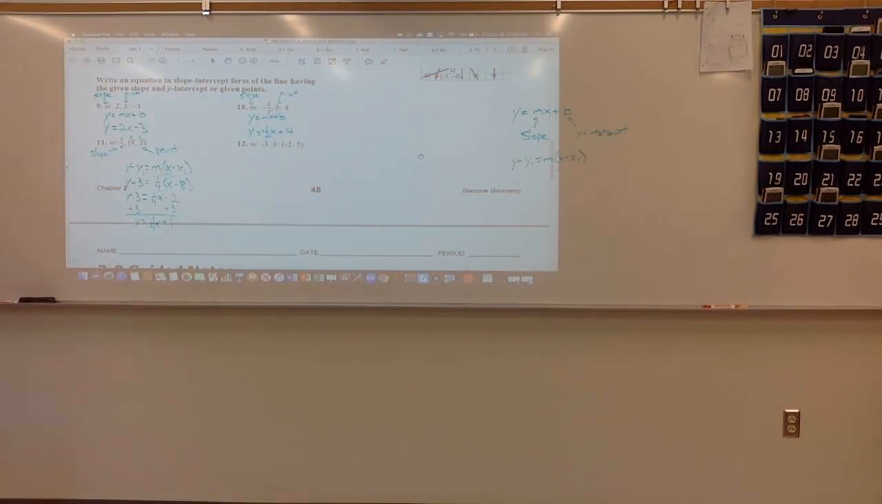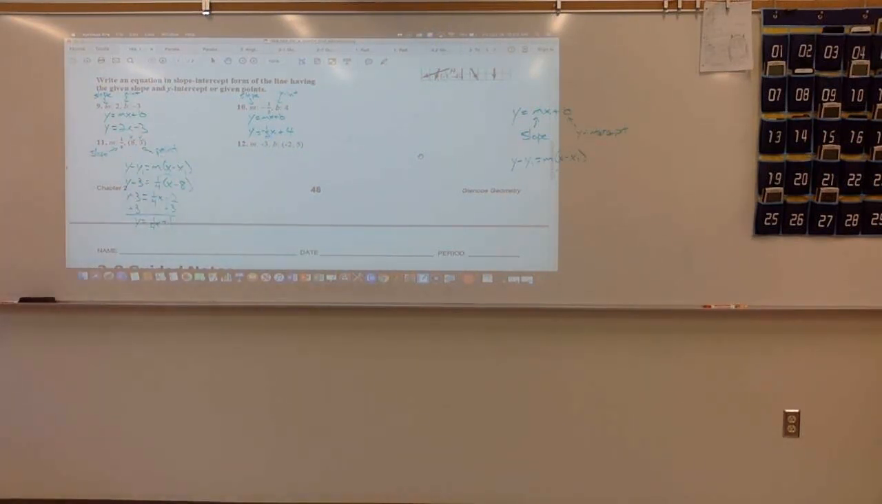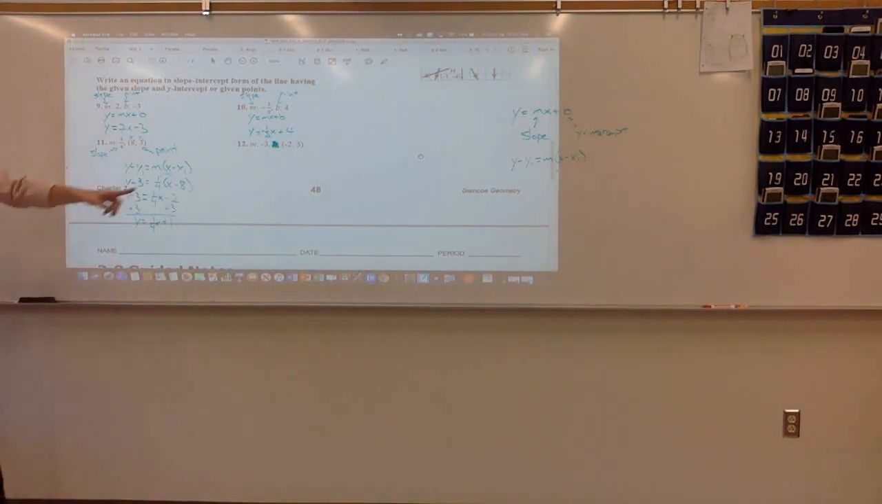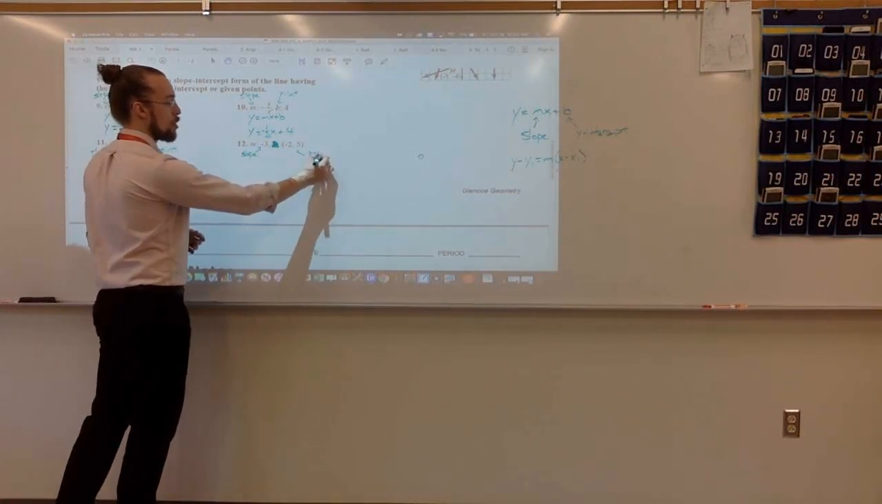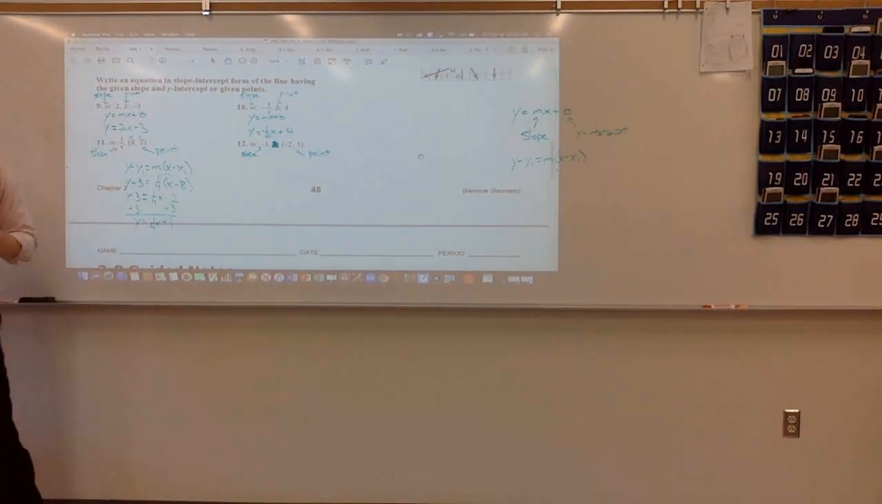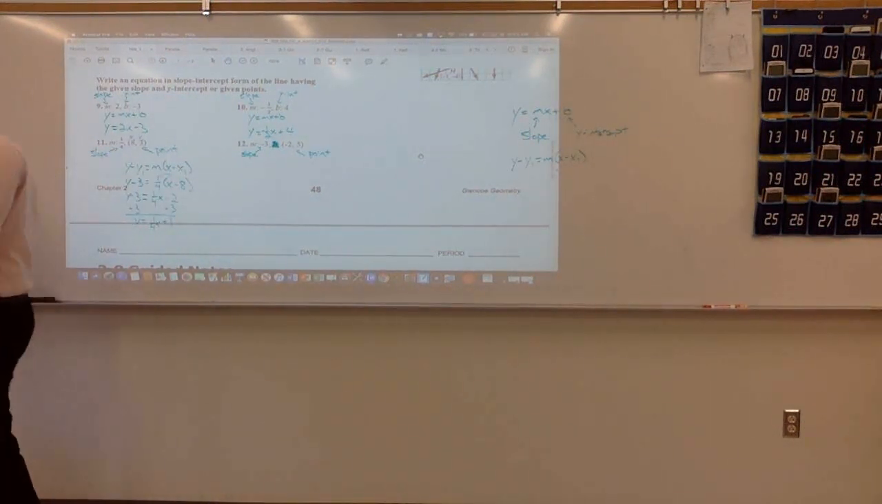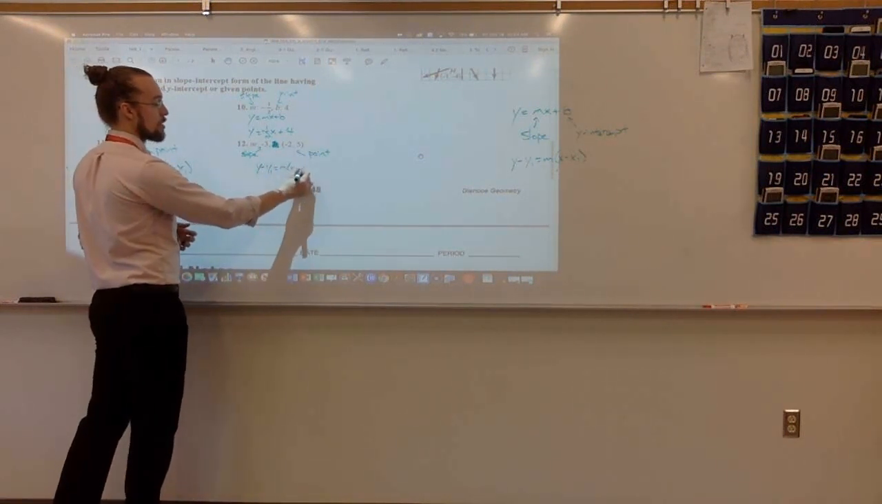Okay, so on number 12, what two pieces of information am I given? I don't know why this says E here. There should be an E there. I'm given the slope and a point. So if I'm given the slope and a point, which of these two equations should I use? Slope-intercept or point-slope? Point-slope. Right, so I'm going to take my y minus y1 equals m times x minus x1.